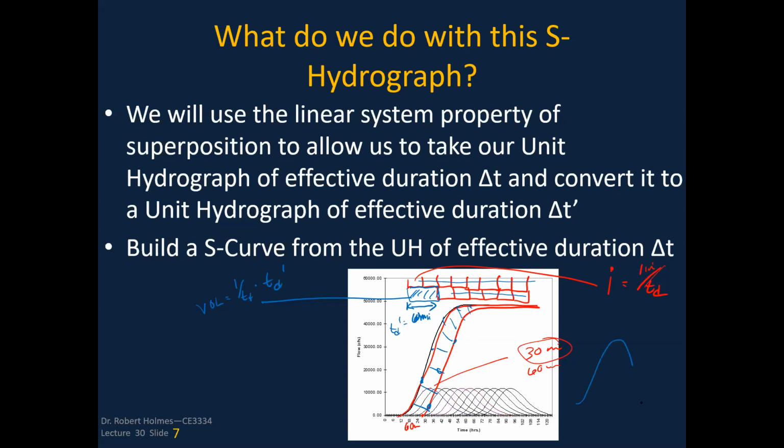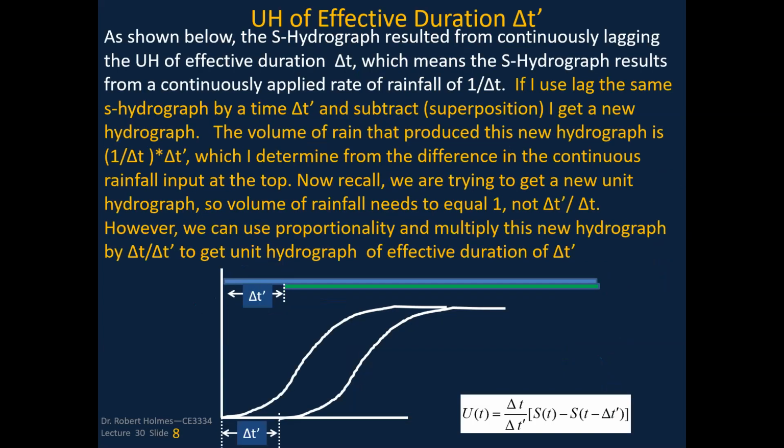I'm going to subtract one from the other by superposition, using the superposition concept, and I end up getting a hydrograph out of that. That's not equal to 1 inch. It's just whatever this volume is. Well, that volume is going to be this 1 over T sub D times T sub D prime. And I'm just going to multiply by the inverse of that in order to make this a unit hydrograph. And again, I'm going to go over this in a second. I have another slide to show you that maybe does it a little better.